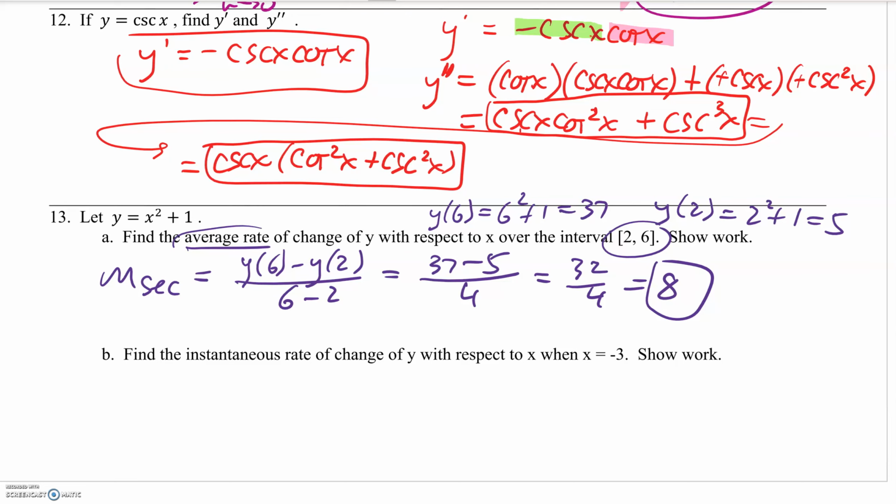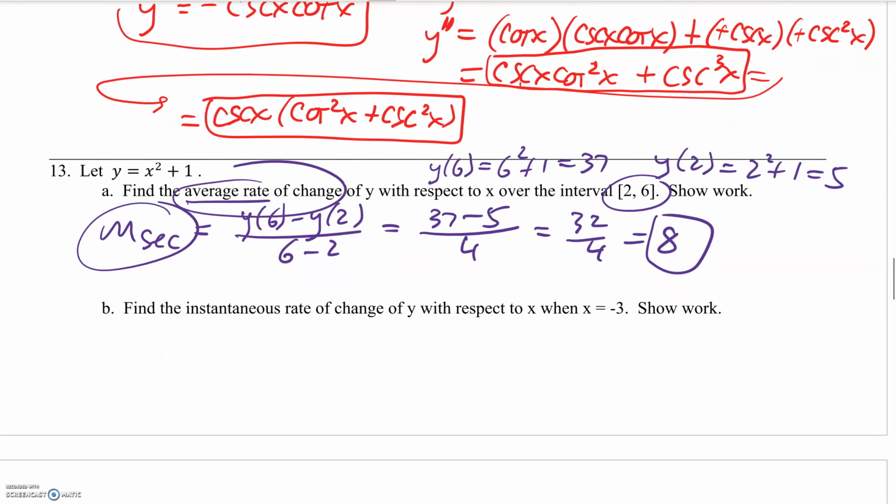And we are done. Average rate of change, same thing as slope of the secant line. And there you have it. You're basically finding old style slope.